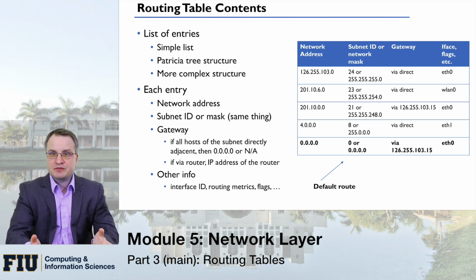Just in case, in a Linux operating system, this via direct is indicated by 0.0.0.0, but there's nothing really special about that. In addition to this basic information, it can also include the interface information, like to which actual interface this packet needs to be forwarded, and can include additional flags like metrics, some additional routing flags, and so forth and so on.